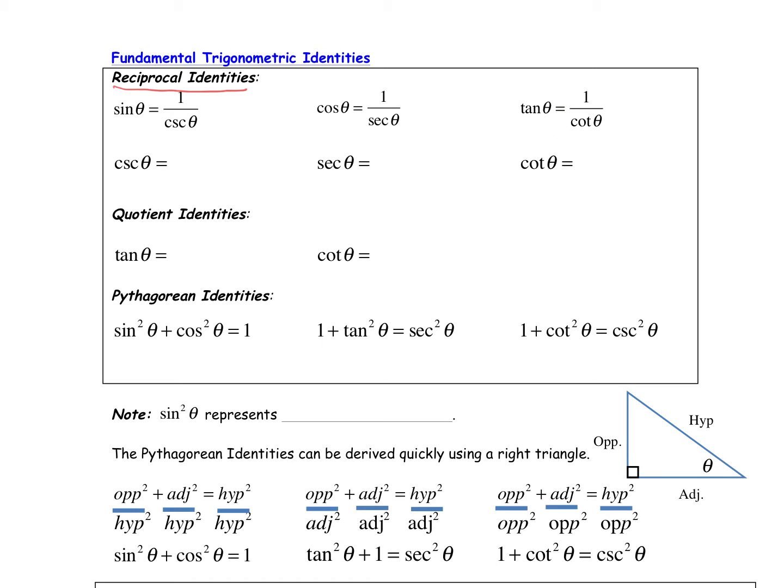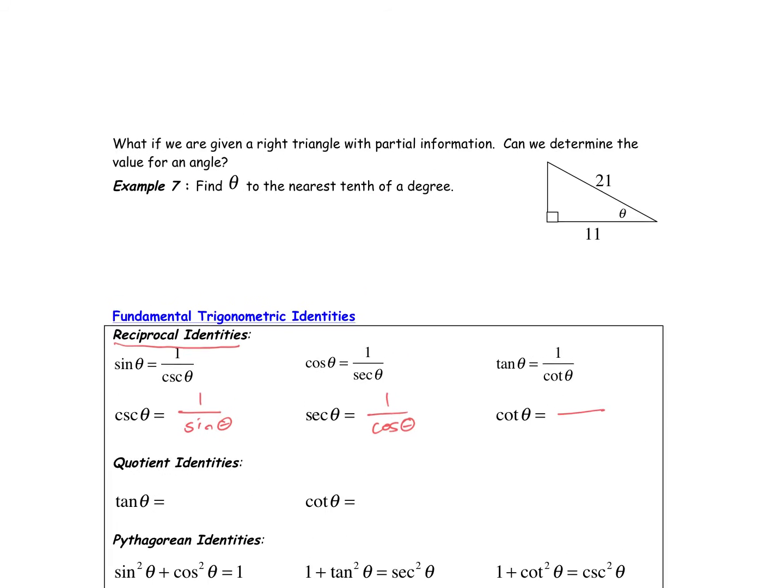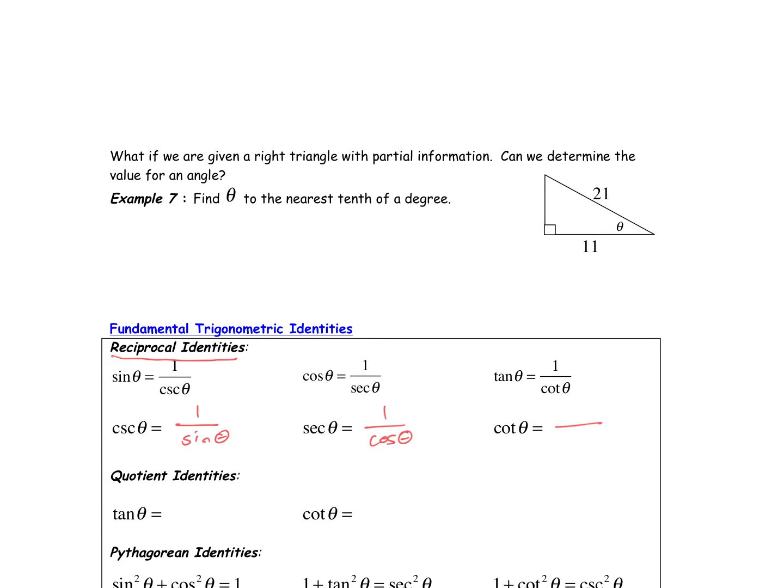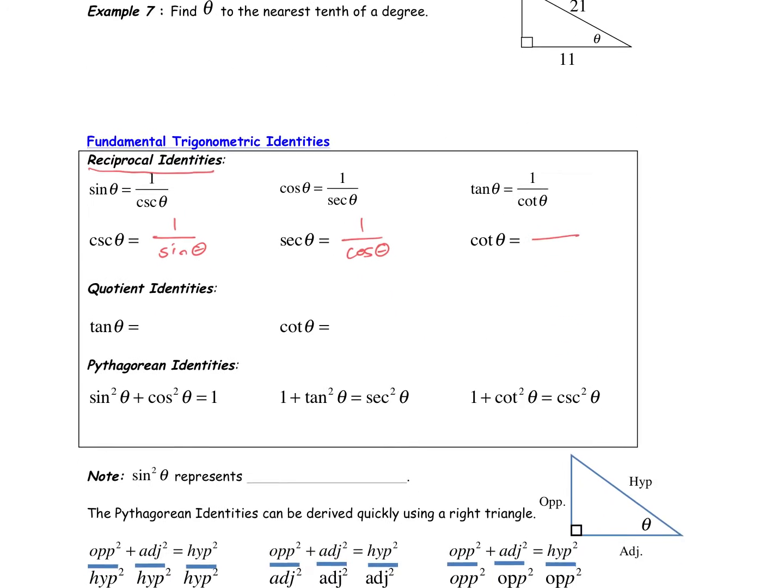We can also rewrite these. If sine theta is the reciprocal of cosecant, then cosecant is the reciprocal of sine. Secant is the reciprocal of cosine, so secant theta is 1 over cosine theta, and cotangent theta is the reciprocal of tangent theta. So cotangent theta is 1 over tangent theta.